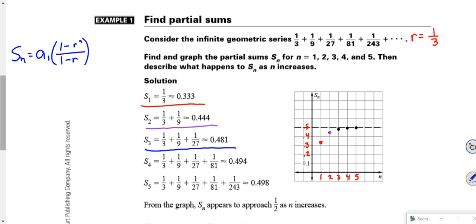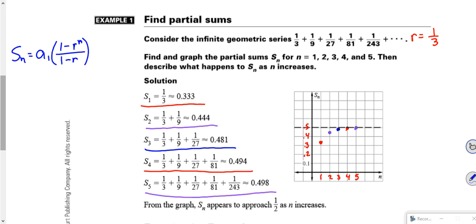If you remember the partial sum formula, wow, that didn't come out very well. Okay, so a sub 1, the first term, times 1 minus r to the n over 1 minus r. If you add the first three terms, you get 0.481. So you're getting closer to 0.5. If you add the first four terms, you get 0.494. That's really close. You add the first five terms, 0.498. That's even closer. What do you notice here?